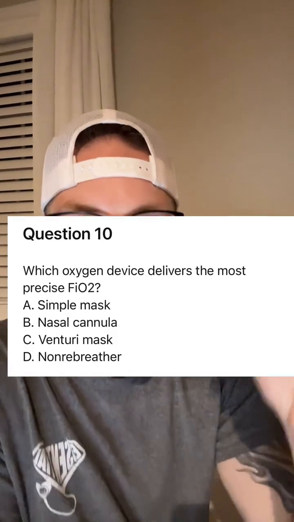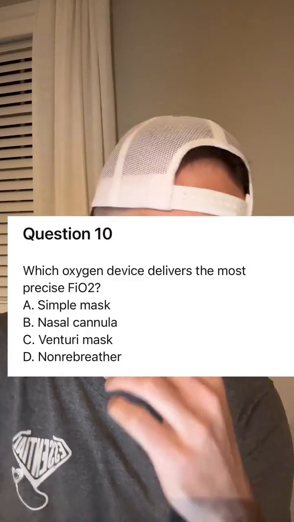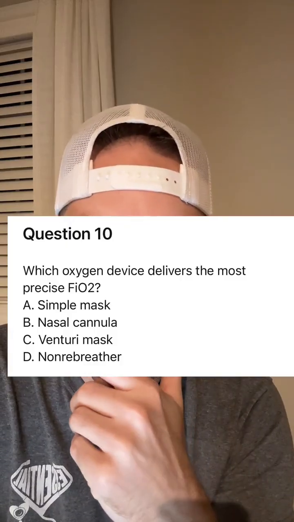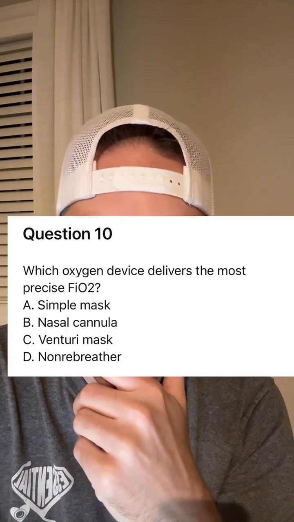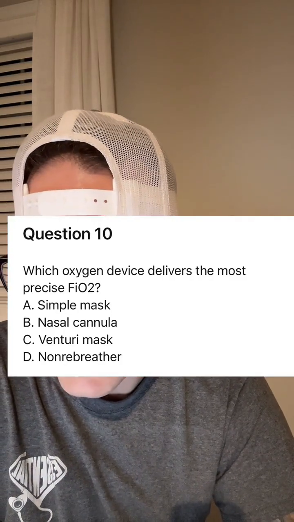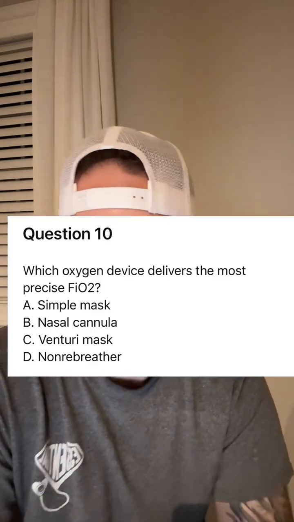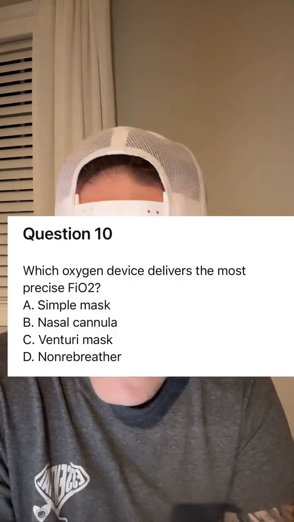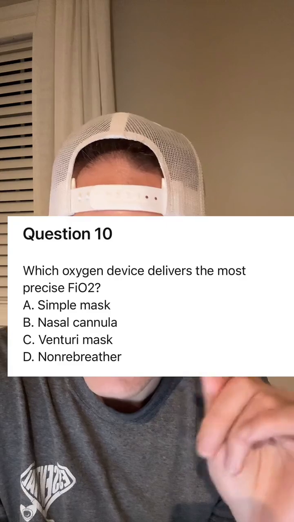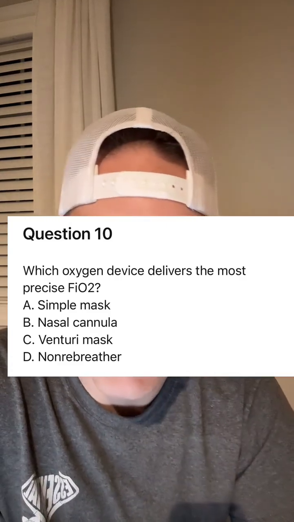Question 10. I separated them in blocks of 20, so these first 20 should be fairly straightforward. Which oxygen device delivers the most precise FiO2? Yep, guys, definitely the Venturi mask. It uses entrainment valves to control that exact oxygen concentration, which makes it ideal for COPD patients and anyone requiring strict FiO2.